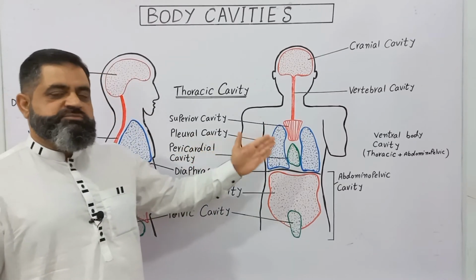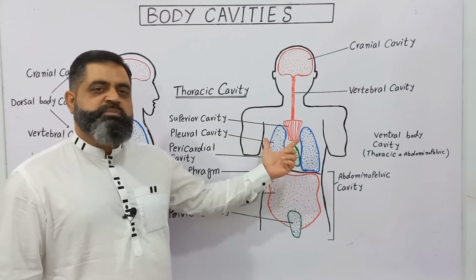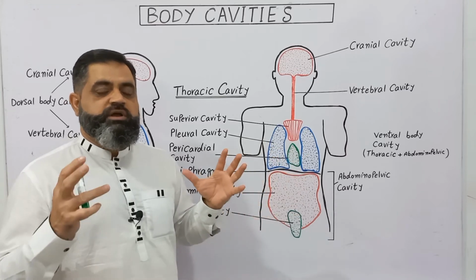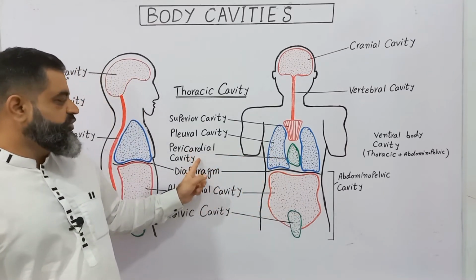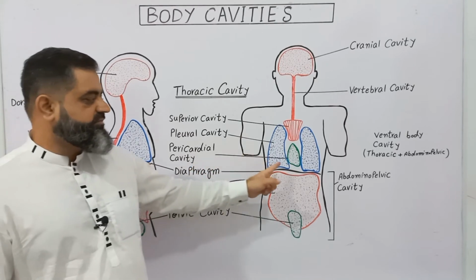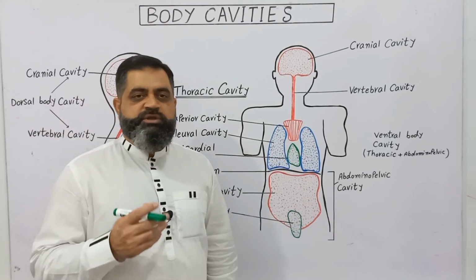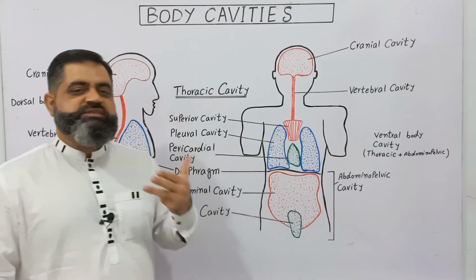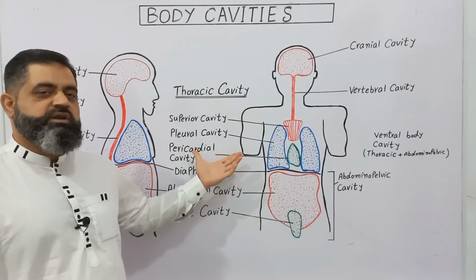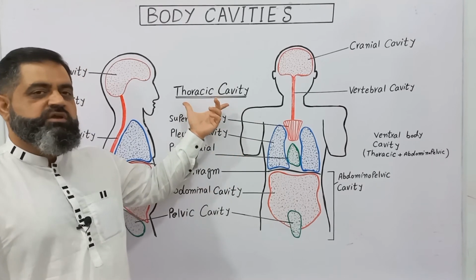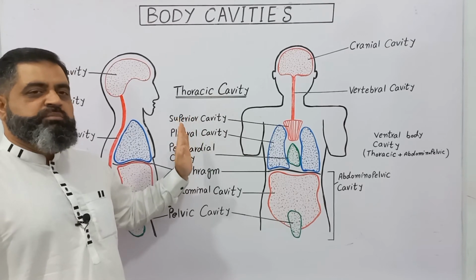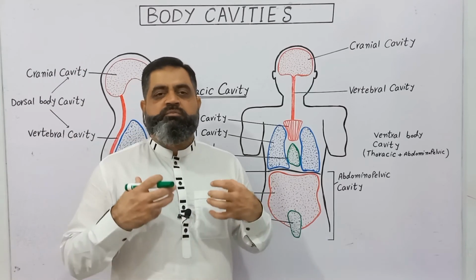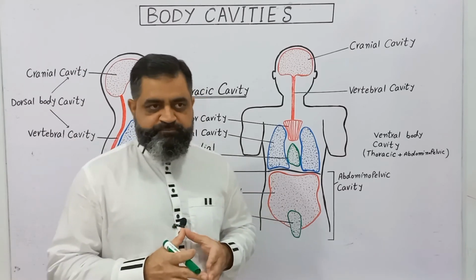Next is the pleural cavity, which is present under our ribs and is surrounded by pleural membranes. This cavity includes the lungs and protects them. The third cavity is known as the pericardial cavity. The pericardial cavity surrounds our heart, and includes the pericardium and also pericardial fluid, which protects our heart. So these three cavities under our ribs, the superior cavity, pleural cavity and pericardial cavity, make up the thoracic cavity, and they protect the most important organs of our body.